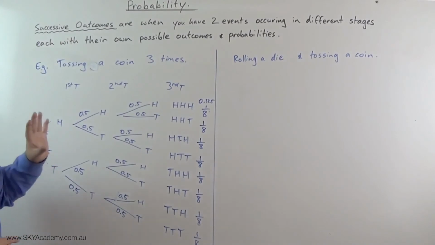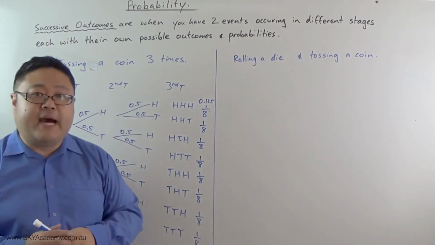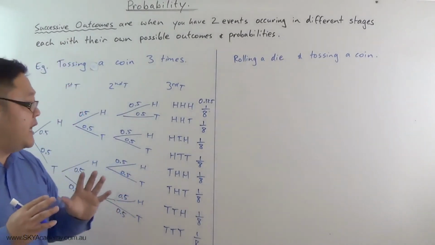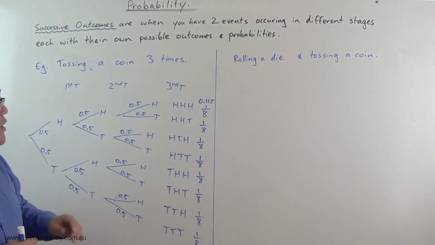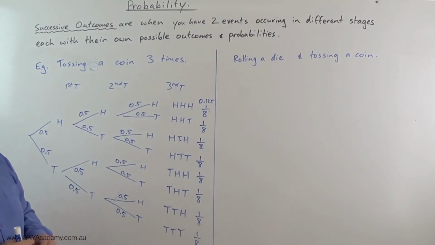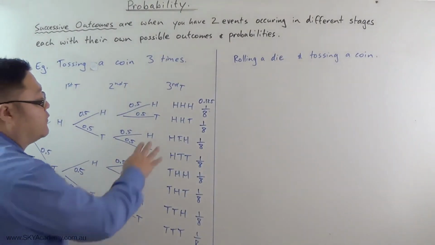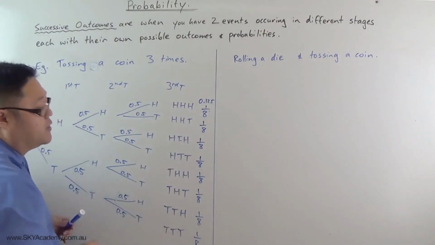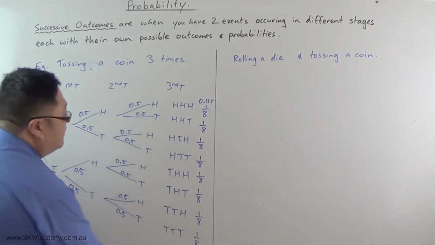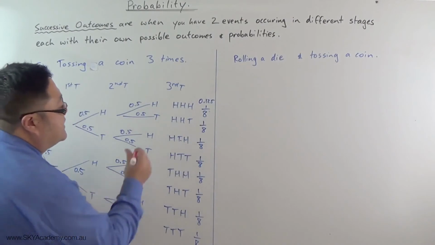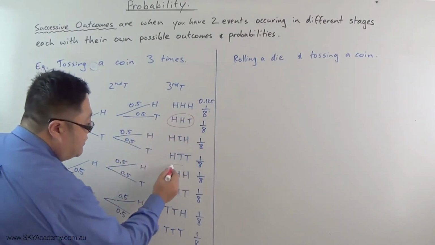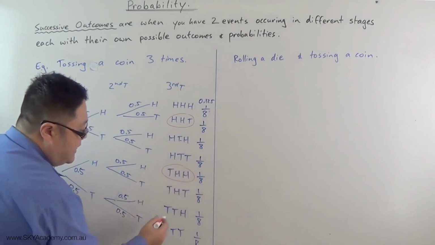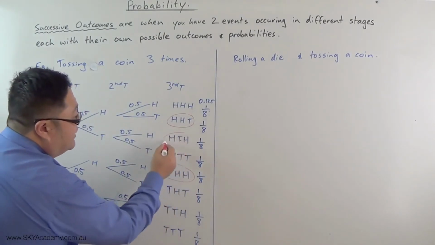All right. The sort of questions that you're going to be asked, though, are going to be like this. What is the probability that you can toss 2 heads and 1 tail? In which case, you would look for all the possibilities where you've got 2 heads and 1 tail. So 2 heads and 1 tail would be this one over here, this one over here, and this one over here as well.